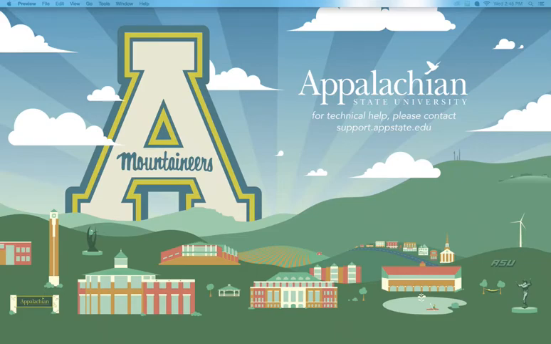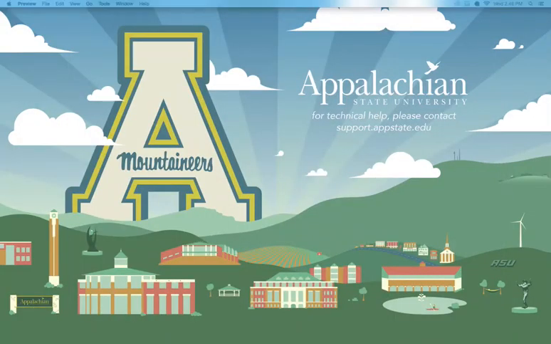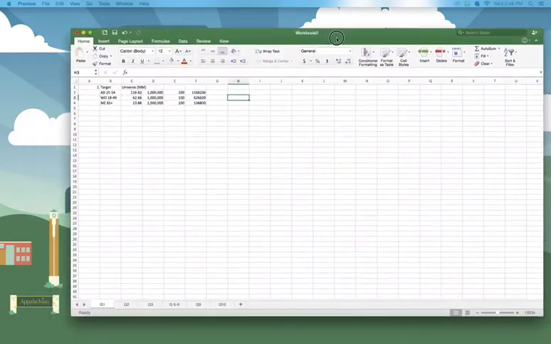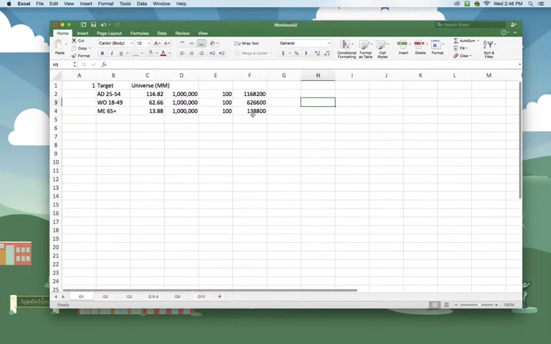So first and foremost, I'm going to keep doing these like I did last time and show you how many impressions are in one gross rating point for each target. So they're looking for the convert target data to complete the numbers and divide by 100. In the convert target data, we're looking at the universe and multiplying it by 1 million. And you will see right here, as I zoom in, the universe here times 1 million, and that's going to be divided by 100.